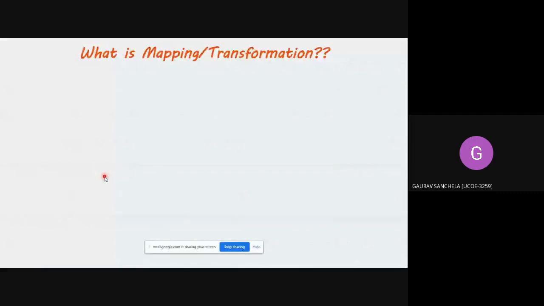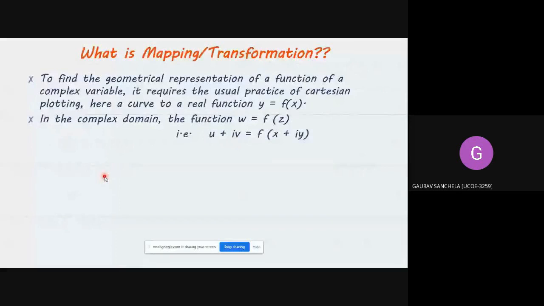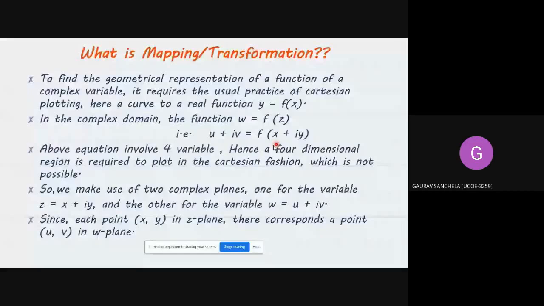Before moving to our main topic, linear and bilinear transformation, let's first understand what mapping or transformation is. To find the geometrical representation of the function of a complex variable, it requires the usual practice of Cartesian plotting. Here a curve represents a real function y equals f of x. In a complex domain, the function is w equals f of z. That is, we write w as u plus iv and z as x plus iy. So the above equation involves four variables, that is u, v, x, and y. A four-dimensional region is required to plot it in Cartesian fashion, which is not possible.